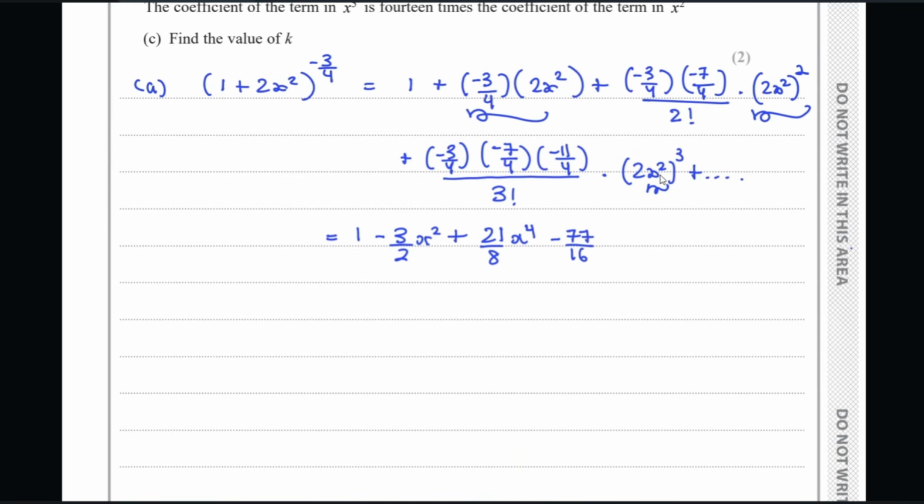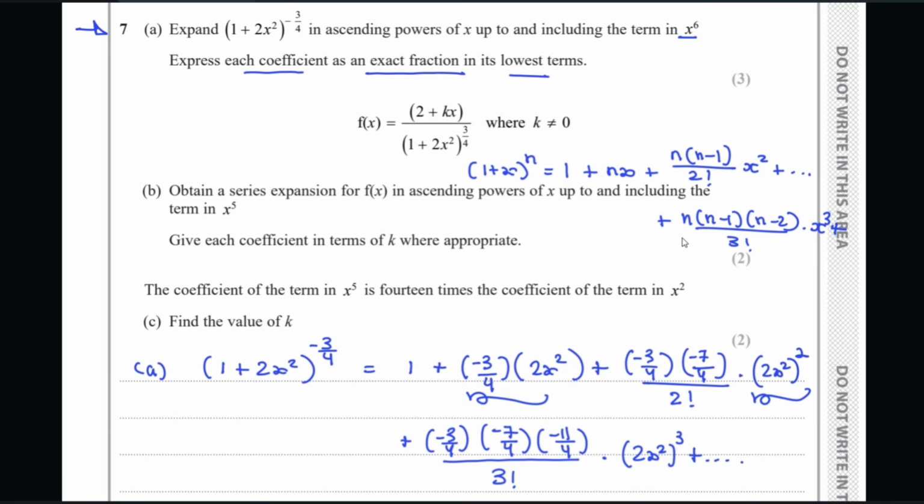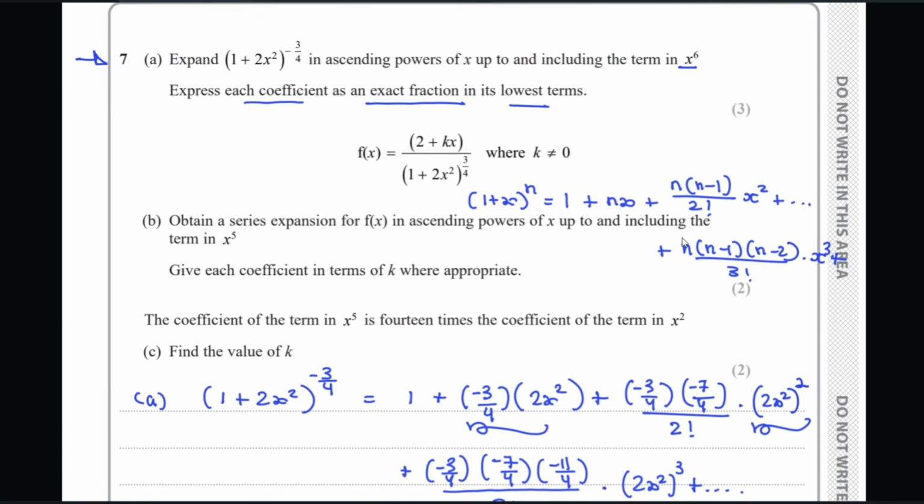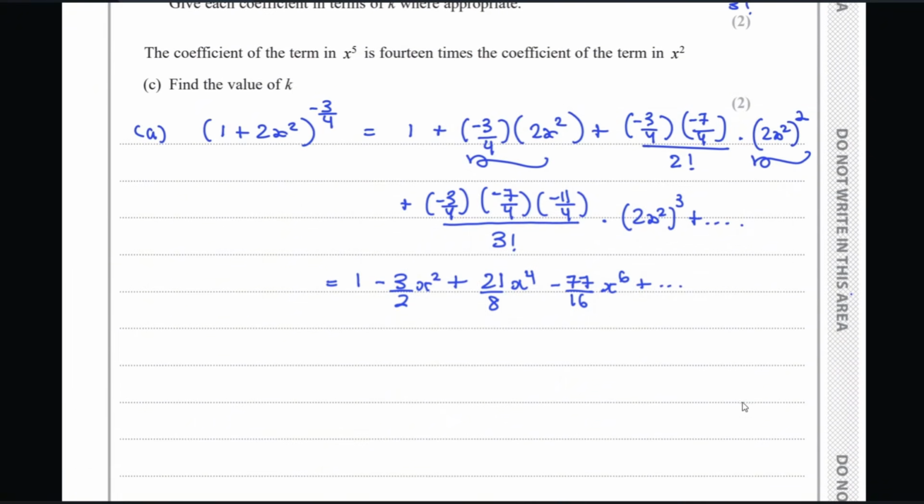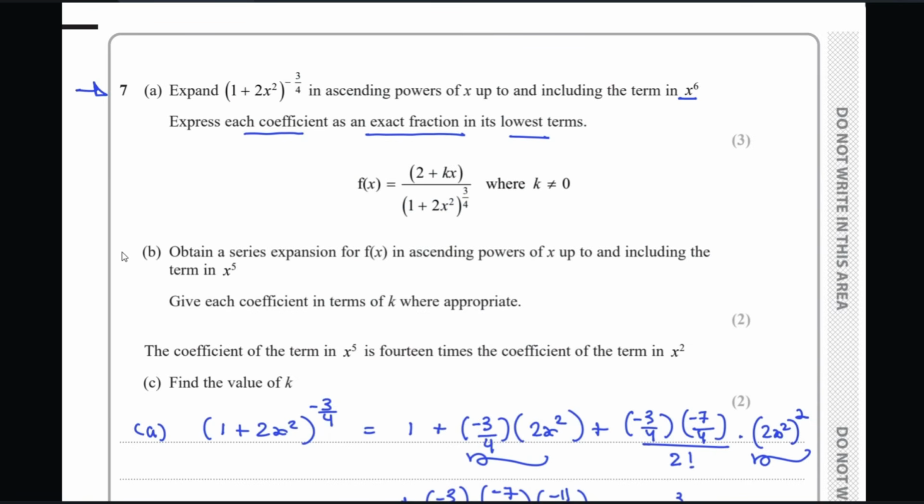And x to the power 2 to the power 3 would be x to the power 6. And that's it. We have expressed all the coefficients as an exact fraction in their lowest terms. That is the answer for A. Now let's look at question B.